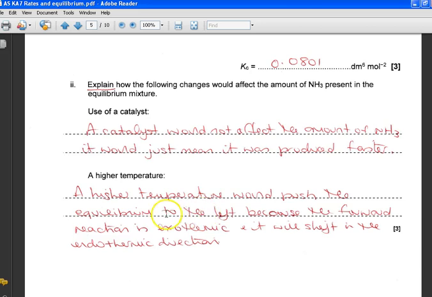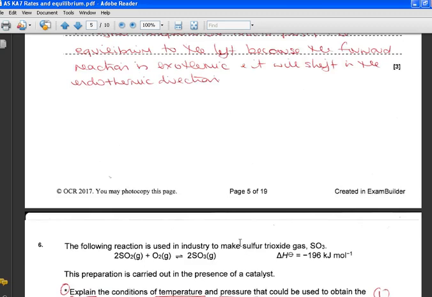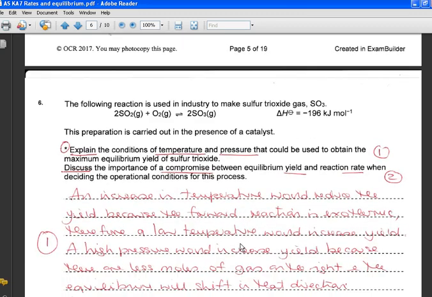Okay, so I should have actually said that. I think I should have made a statement here to say therefore there would be less NH3, because the question is asking you how it would affect the amount of NH3. So make a point of going back and looking at the question, which I didn't do here, and make sure that you've covered all points.